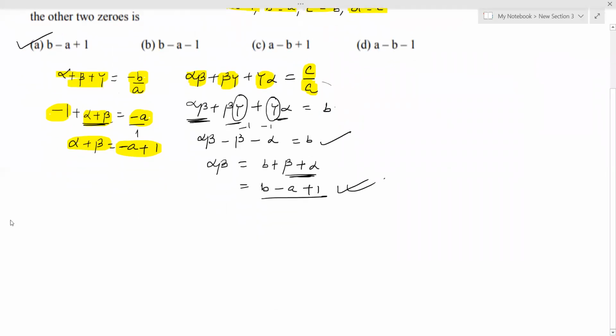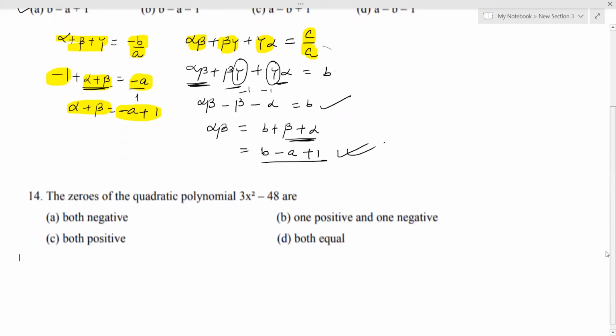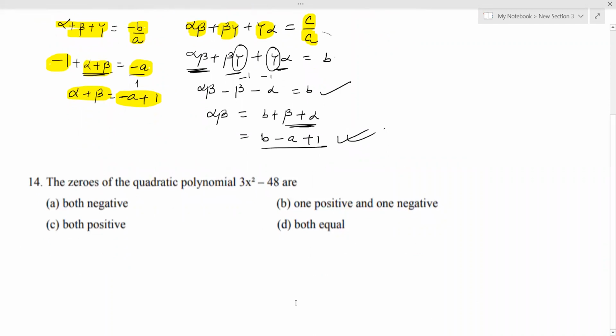So next question is like, the zeros of the quadratic polynomial 3x square minus 48 are the zeros of a quadratic polynomial. Both positive, I think. So you should find D, right? No need. 3x square minus 48 equals to 0. So 3 you should take common, right? X square equals to 48 by 3. Root over of 48 by 3 will always be positive. So that's x plus 4 and x minus 4.